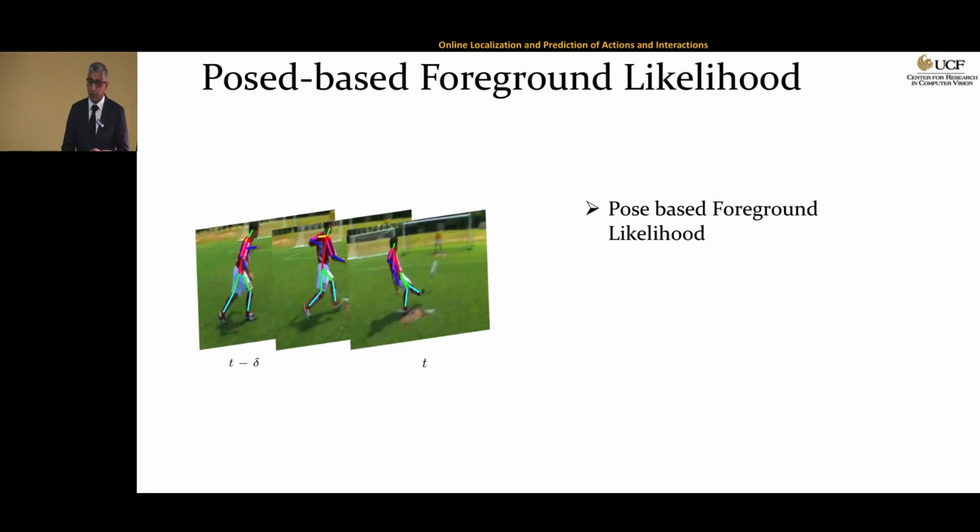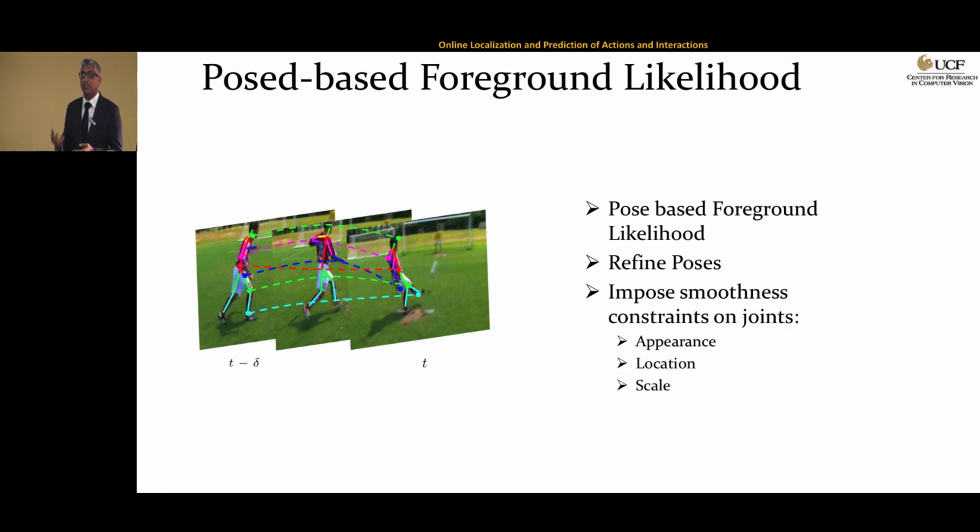Next, looking at pose-based foreground likelihood. As I mentioned, since we use a pose estimator that detects these poses in each frame individually, there could be some errors in localizing all those human body joints. What we do over here is we want to refine those poses so that we can use the temporal information to come up with better poses. For that, we impose some smoothness constraints. It uses all those human body joints in each frame to fit a spline trajectory. Based on that, we look at the appearance of human body joints, the location, as well as the scale of the pose to reselect poses that are better aligned temporally.